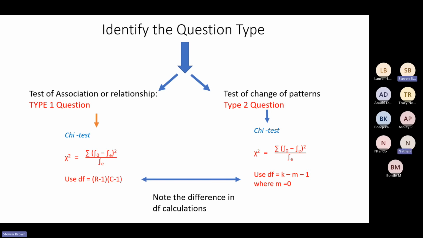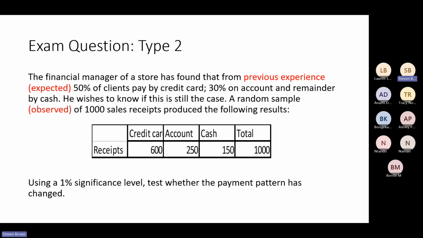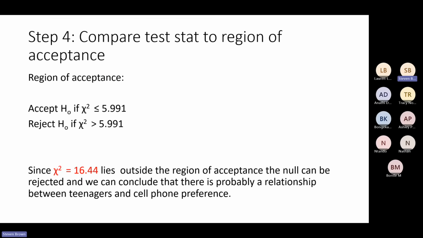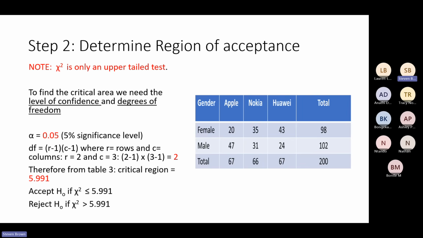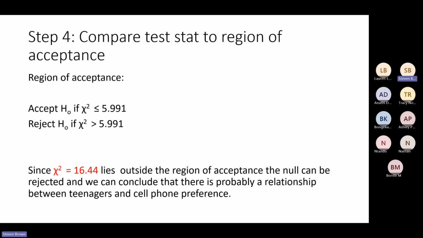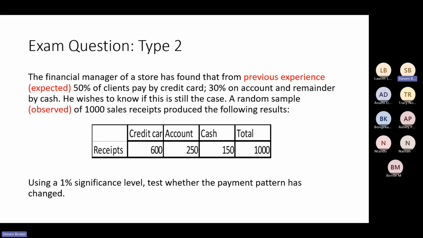So the first thing we know is that it's a change of pattern. Why? If you can't remember anything else, it's not like a big table like the previous one. The big table, that's your QI test, all right? They've got to give you male, female, gender and all sorts of things. Here, they're just going to give you the thing that possibly has changed in pattern terms, right? Using a 1% level of significance, test whether the payment pattern has changed.